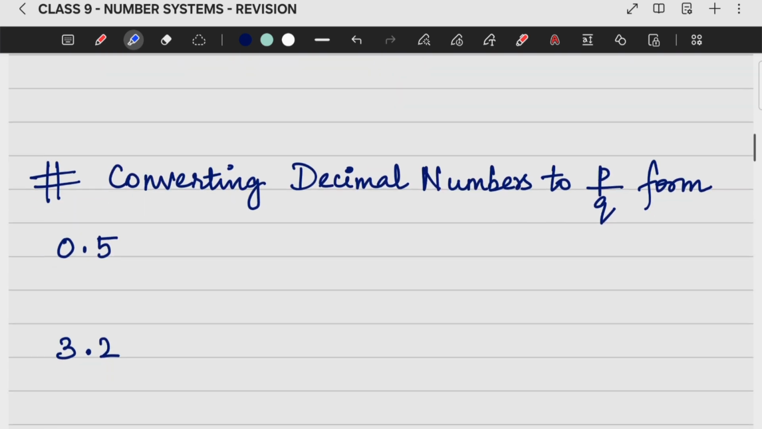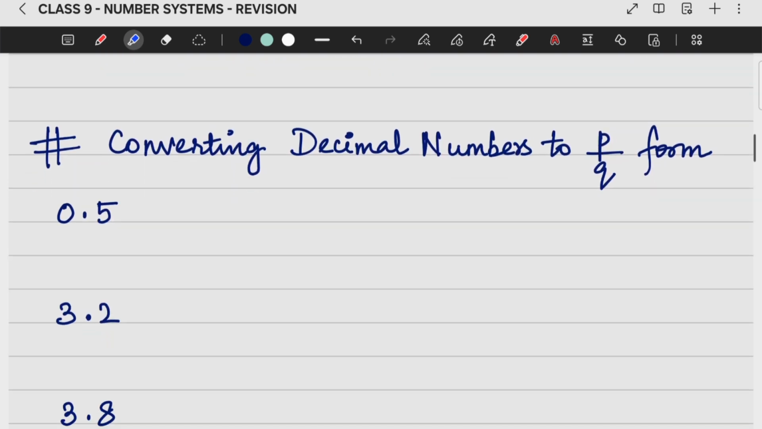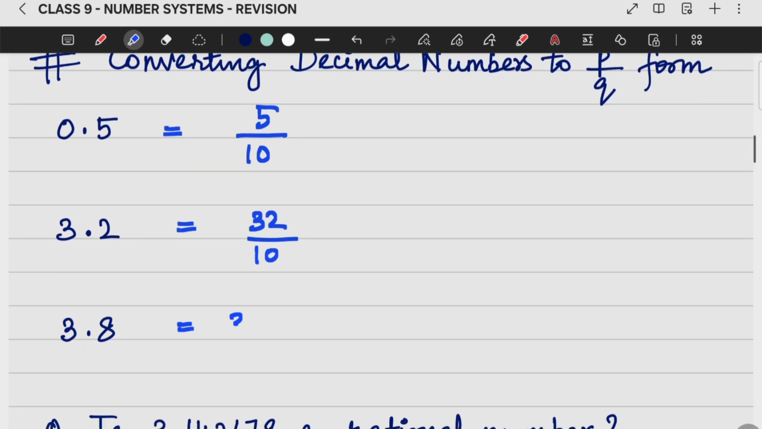The next one is converting decimal numbers into p by q form. Very easy. 0.5 is a decimal. How will you convert it? After the decimal point, how many digits are there? Just one digit, right? So you will write 5 by 10. So just see how many digits are there after the decimal point. That many zeros you have to add. So for example, 3.2 is nothing but 32 by 10. 3.8 is nothing but 38 by 10.